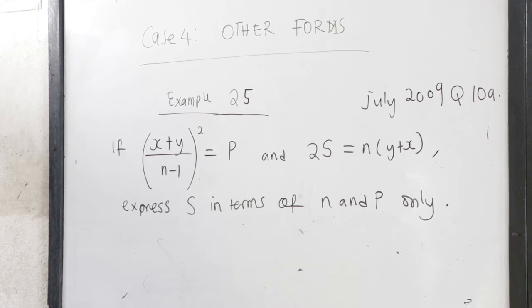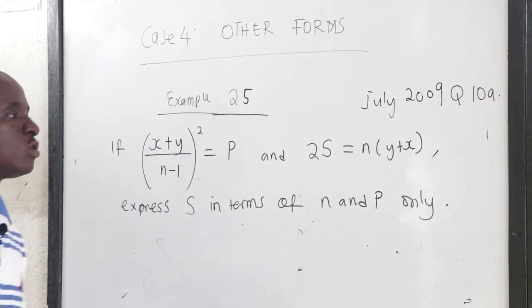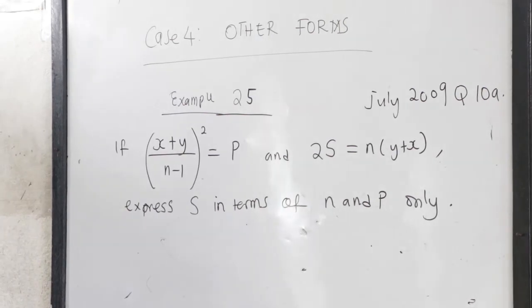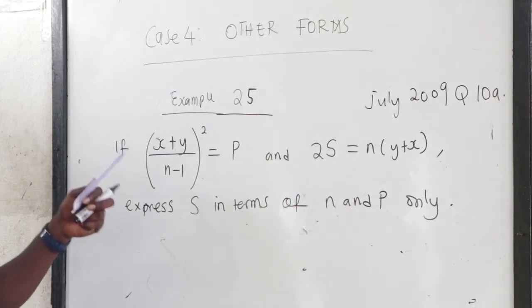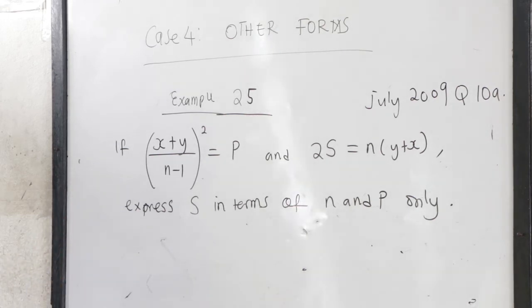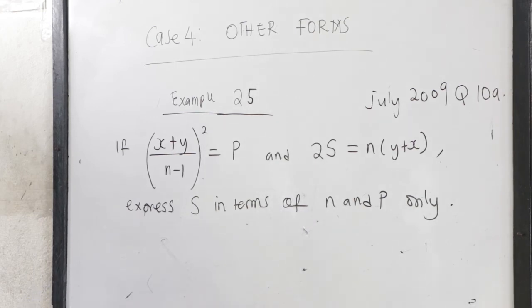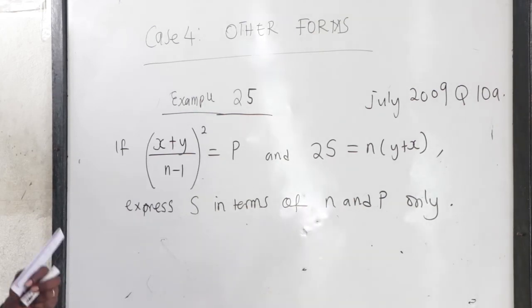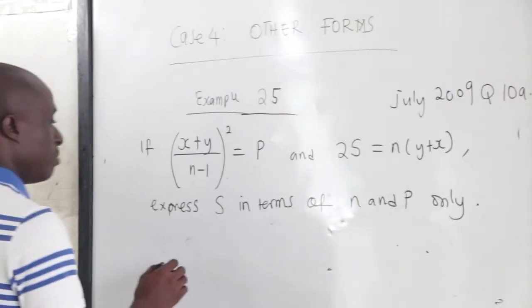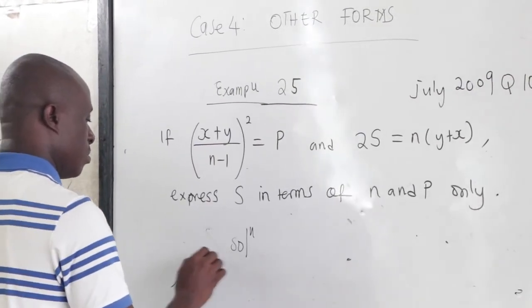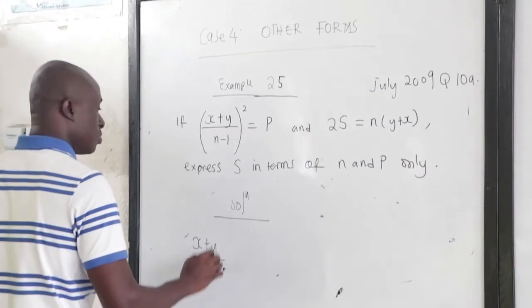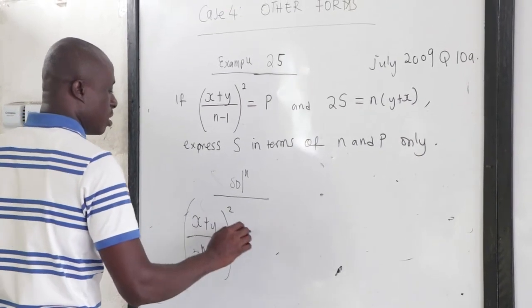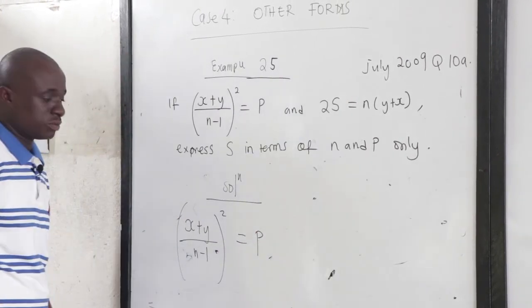Now this July 2009, question number 10a, says that if n into bracket x plus y all over n minus 1, all squared, equal to p, and 2s equal to n into bracket y plus x, we should express s in terms of n and p. We had x, y, n, and p, but in this case, there's no x and y. It means we have to eliminate the x and y. Now, what do you have here? We have x plus y all over n minus 1, all squared, equal to p.